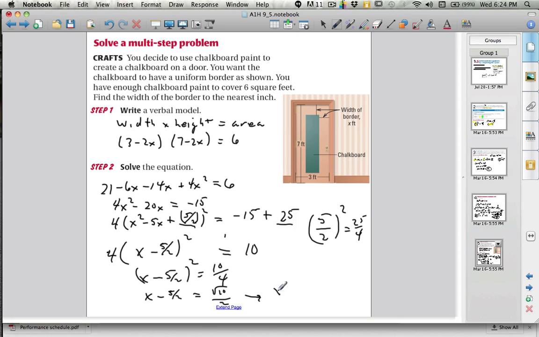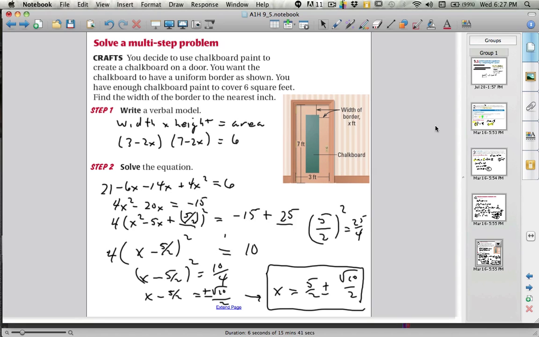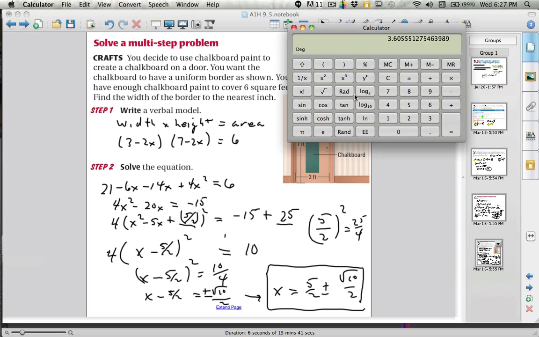And to finish my problem, I'll have x equal to 5 halves plus or minus, by the way, I didn't put the plus or minus in here, root 10 over 2. And this is going to give me decimals, but that'll tell me the size of this little border right here. To determine the width of the border, I'm going to need to pull out a calculator and figure out what this root 10 over 2 value is. So I take the square root of 10, and I'm going to divide it by 2.